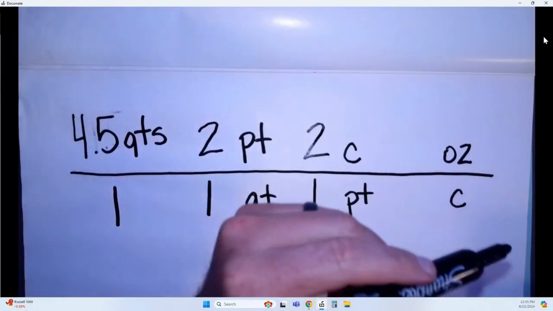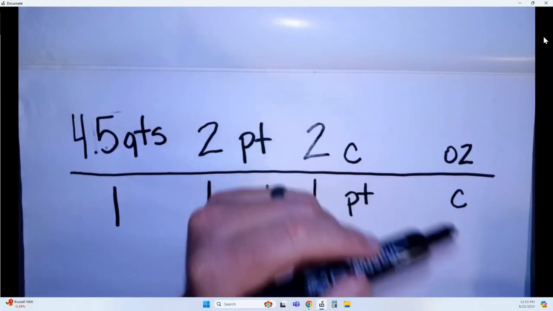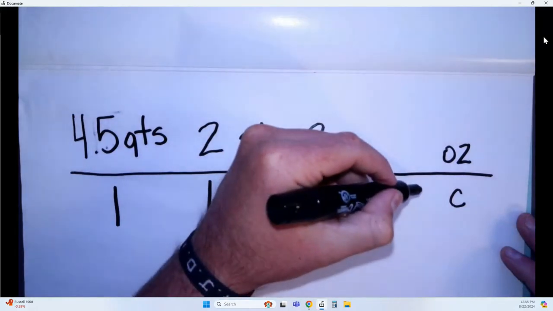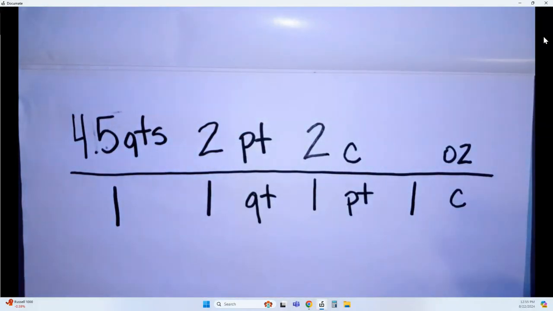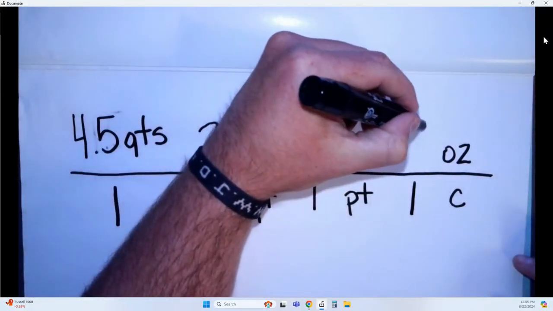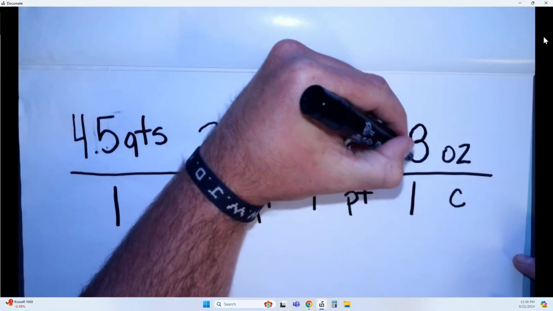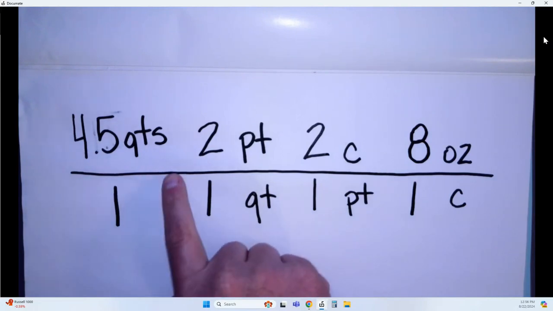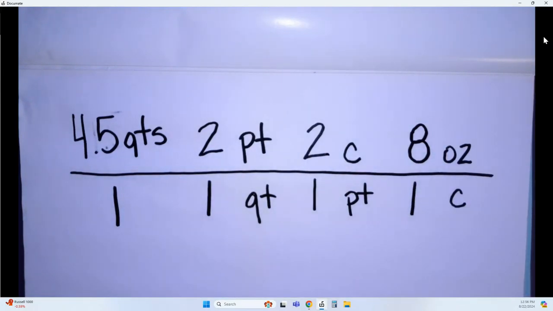I look at my last pair, ounces and cups. Cups is my larger unit, so they're going to get a quantity of 1. 8 ounces go into 1 cup, so I'll put my 8 up here. Now I've completed my table that I'm going to use to convert from quarts to ounces.